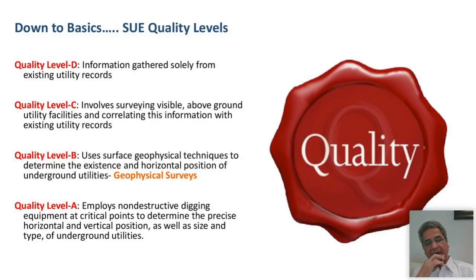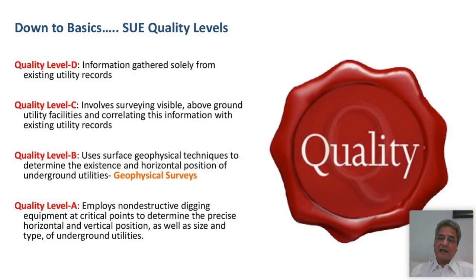So now you collect all the existing information from existing utility records, and that is what we call quality level D. The next quality level is quality level C. So now in this quality level, you actually take your surveying equipment, you go in the field, you pick up the above ground utility facilities like water valves and manholes, and pick all the features which are linked to a utility and put them there.